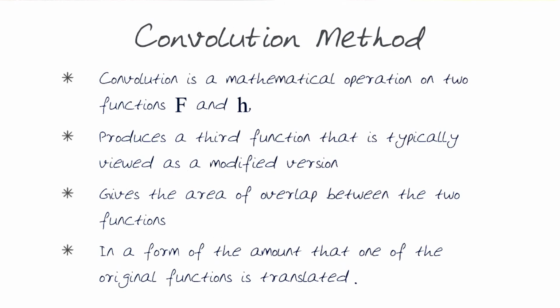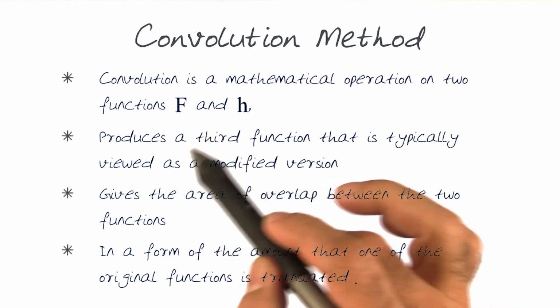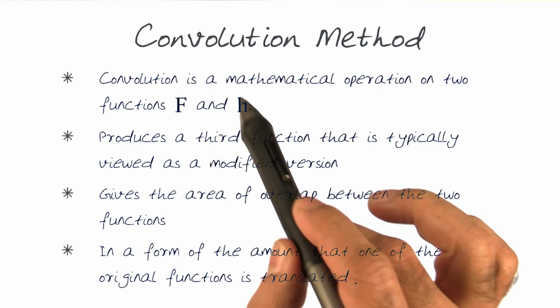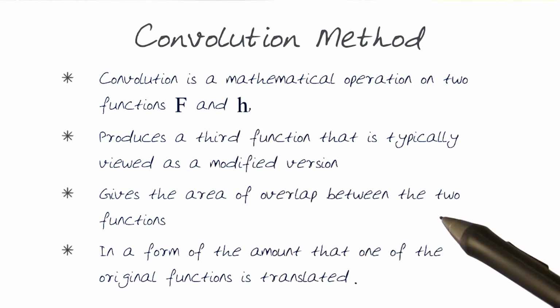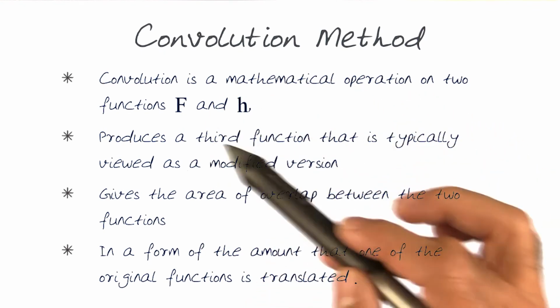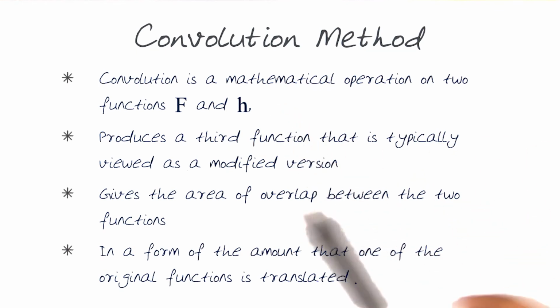So now let's look at exactly what happened. This is referred to as a convolution method, and a convolution is basically a mathematical operation where we take two different functions. F was our input, H was our kernel, and it produced a third function that modifies the answer, and it gives the area of overlap between the two first functions. It does that by showing an amount that one of the original functions is translated by. Lots of words basically showing what we actually looked at in a practical version. Let's look at it with math.